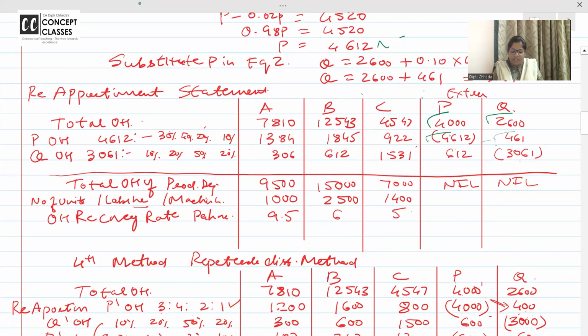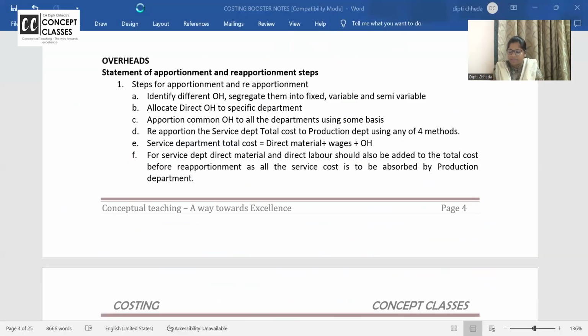You apportion in the ratio of 30, 40, 20, 10. Q, your expenditure is 3,061. You allocate 10%, 20%, 50% and 20%. तो ये दोनों nil हो गए. Now total overhead you can divide by number of units, machine hours and all to get the overhead recovery rate.